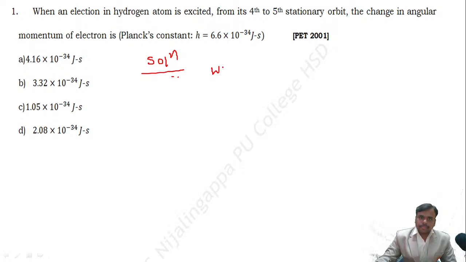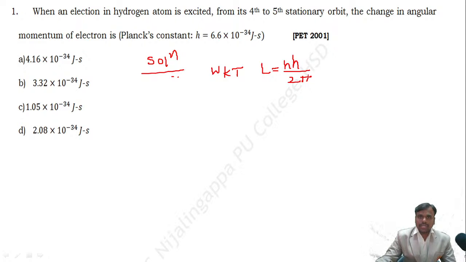We know that L is equal to nh by 2 pi. This is Bohr's quantization rule. By using this rule, we can find the angular momentum of the electron in different orbits. But here they asked the change in angular momentum when an electron transition takes place from the 4th to the 5th orbit. We know that the L value is more when the electron is in the 5th orbit, and the L value is less when the electron is in the 4th orbit.